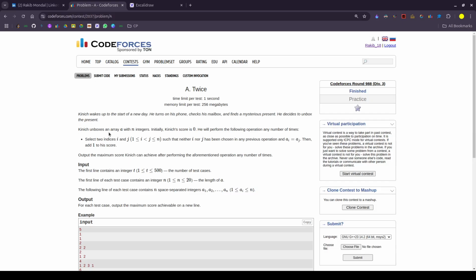Okay, Kinich unboxes an array of n integers. Initially, Kinich's score is 0. He will perform the following operation any number of times: select two indices i and j, such that i is not j, neither has been chosen in any previous operation, and a[i] equals a[j]. Then add 1 to his score. Output the maximum score Kinich can achieve after performing the aforementioned operation any number of times.